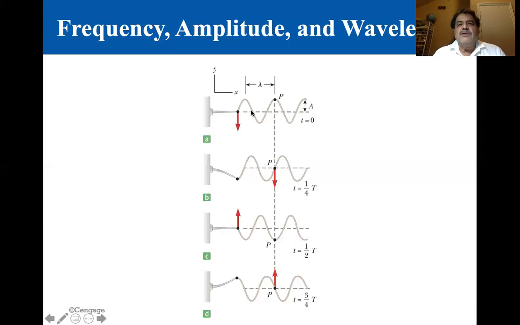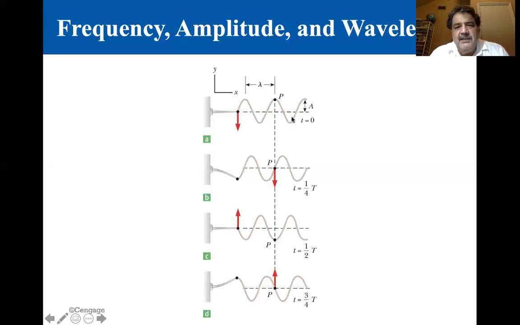You have to look at the crossings in the same direction. So a downward crossing here, a downward crossing here, that is one wavelength. An upward crossing here and an upward crossing here, that is one wavelength. It may be easier to do it from peak to peak or from trough to trough.